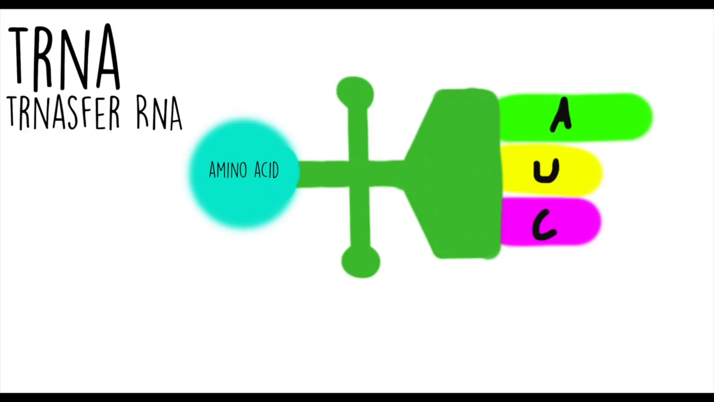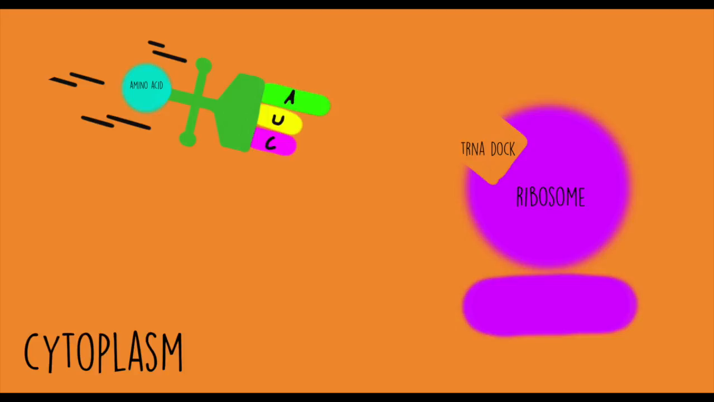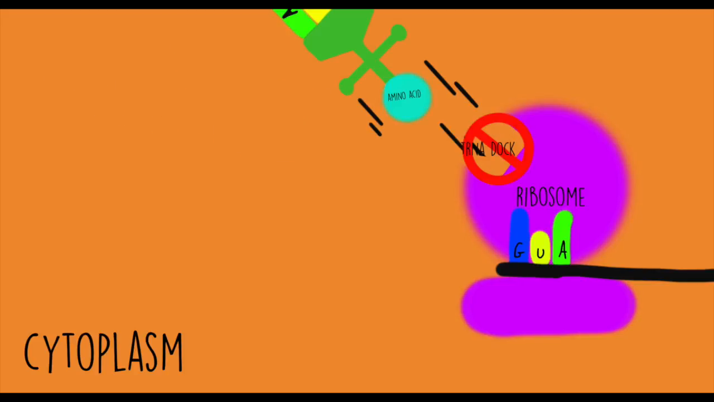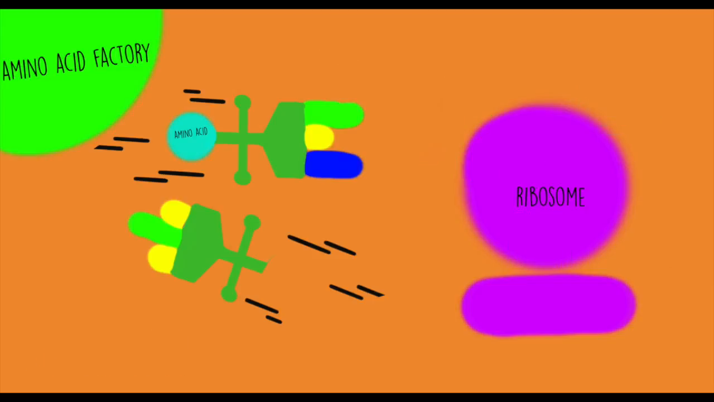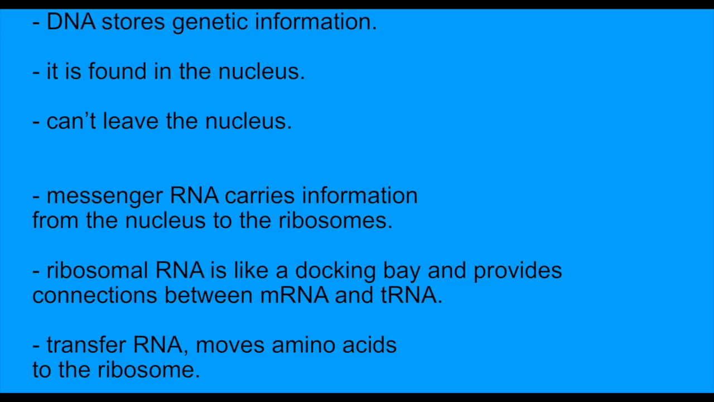tRNA, or transfer RNA, is responsible for carrying amino acids to the ribosome from the cytoplasm. It does not deliver the protein unless the correct code of mRNA is present. tRNA is found in the cytoplasm. It moves from the protein manufacturer to the ribosome and repeats this process.